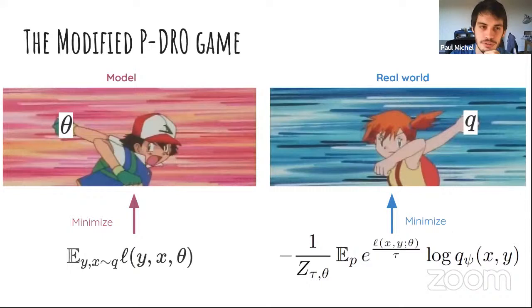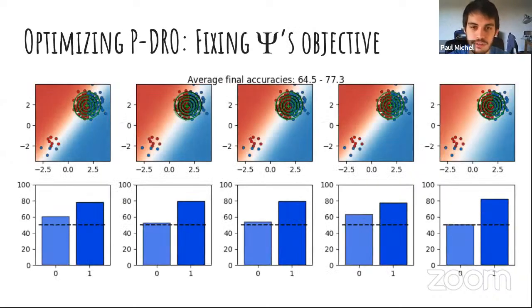All right. So I think that's it for the, I guess, math heavy part of the presentation. But essentially, what we end up with is a game where the model theta is trying to minimize the expected loss on the Q, and the adversary is trying to minimize this alternative objective that is easier to optimize, all right? And the good thing about this is that it's much more stable.